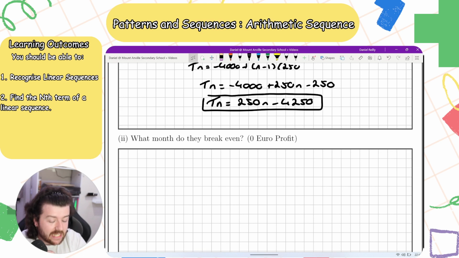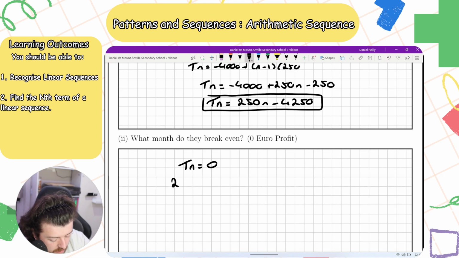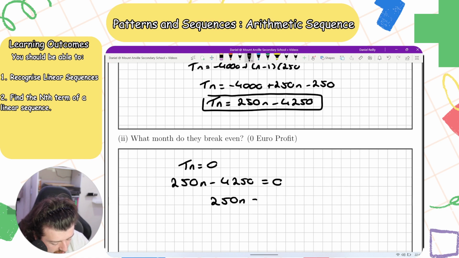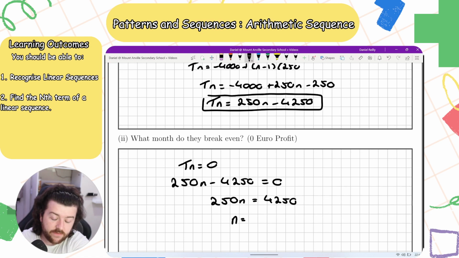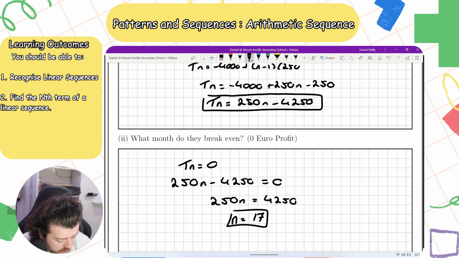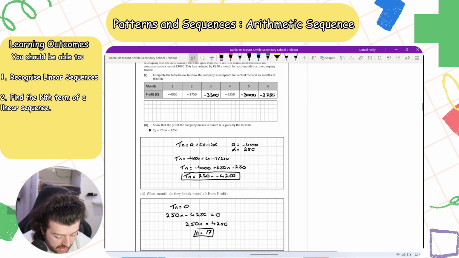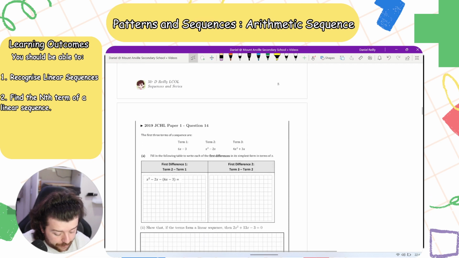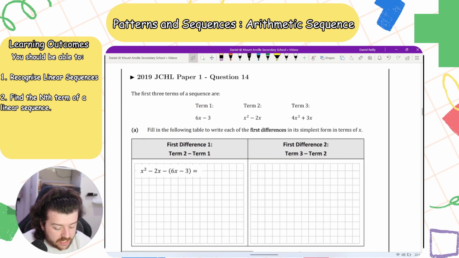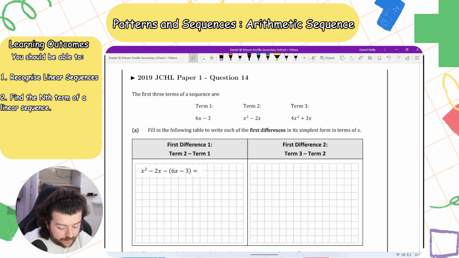What month did they break even? So i.e. they make a 0 profit. So I want to find when Tn equals 0. So they're not making a loss, they just broke even. Tn equals 0. So 250n minus 4250 is equal to 0. 250n is equal to 4250. N is equal to 4250 divided by 250, which is 17. So during the 17th month. So what month did they break even? 17th month.